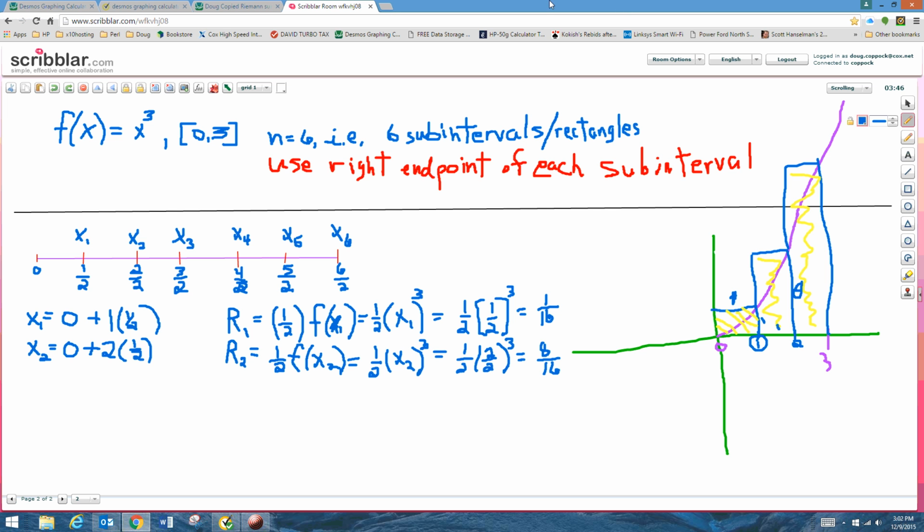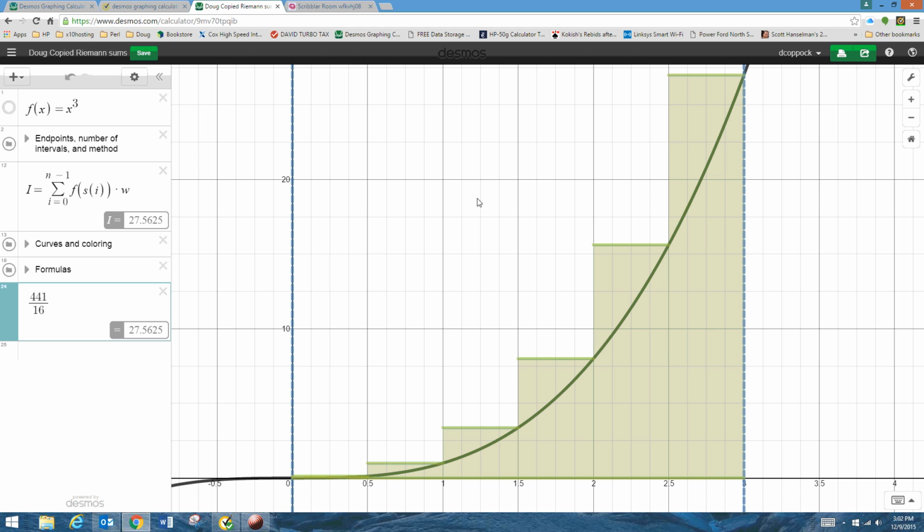But I do want to go to the Desmos graphing calculator to give you a better idea of what's happening here. Here's the function f of x equals x cubed. On the interval from 0 to 3, I've broken it apart into 6 rectangles, all with the same width, which is 1/2. To calculate that equal width, we take 3 minus 0, the length of the total interval, divided by 6, which gives us 1/2. So each subinterval has a length of 1/2.